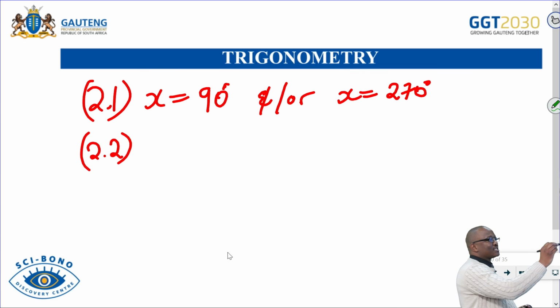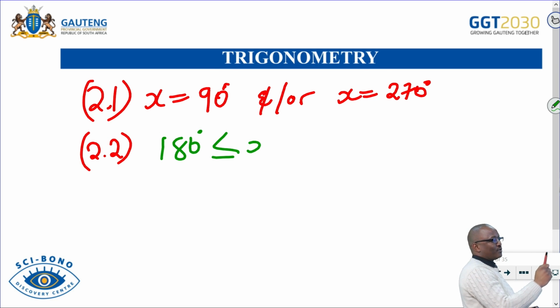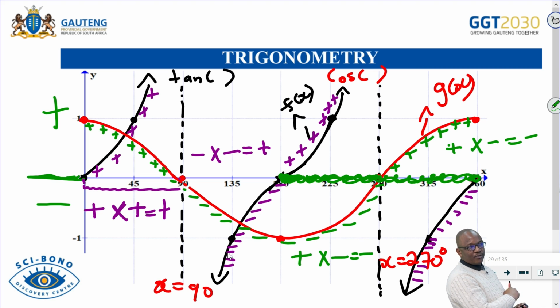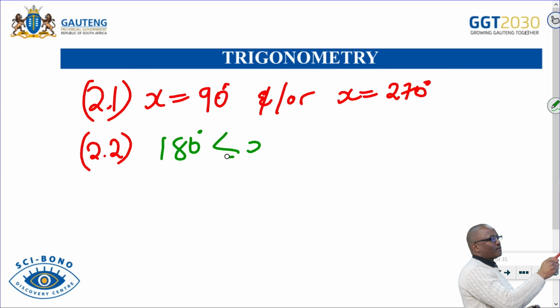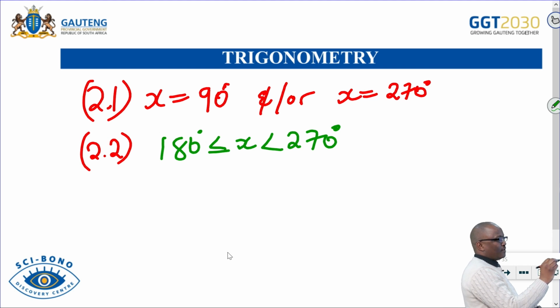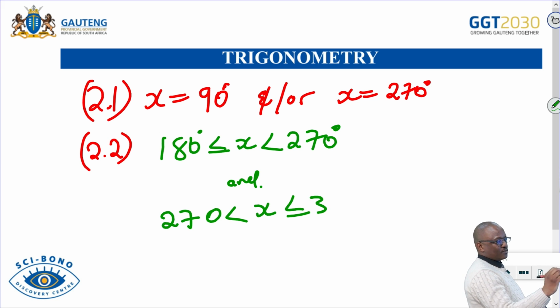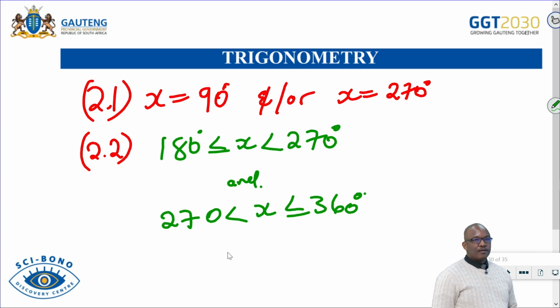So how are we going to write our answer? We say 180 less than x, we can't say less than or equal to, yes, 180 less than x less than 270, then 270 less than x less than 360. So one will ask, why are you writing your answer like that?